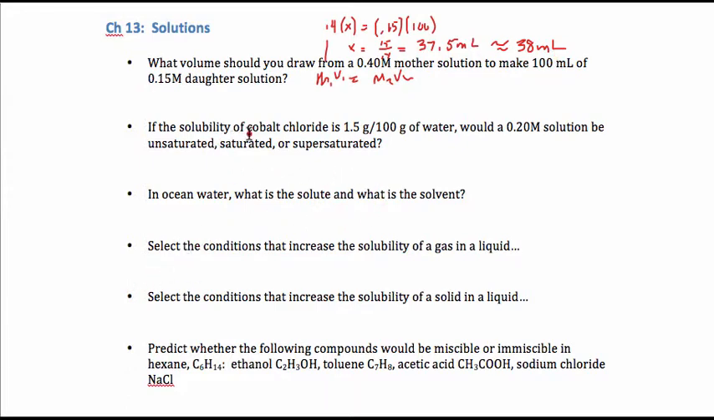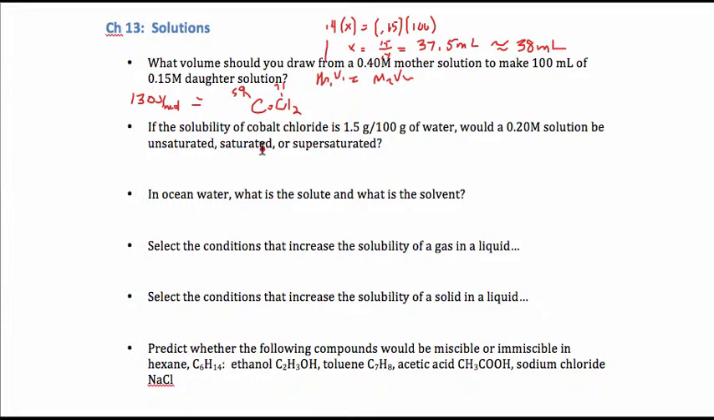Alright, if the solubility of cobalt chloride, now cobalt chloride, there are different charges possible on cobalt, and I was not clear. Let's just say we have cobalt 2 chloride. Cobalt has a mass of 59 and 2 chlorines have a mass of 71. So this compound has a molar mass of 130 grams per mole. Alright, if the solubility of cobalt chloride is 1.5 grams, will dissolve in 100 grams of water. Would a 0.2 molar solution of it be unsaturated, saturated, or supersaturated?